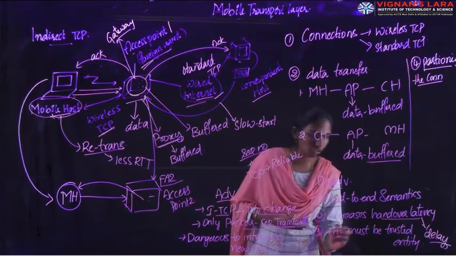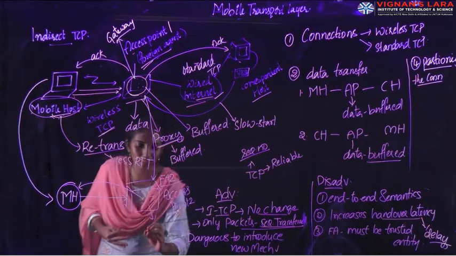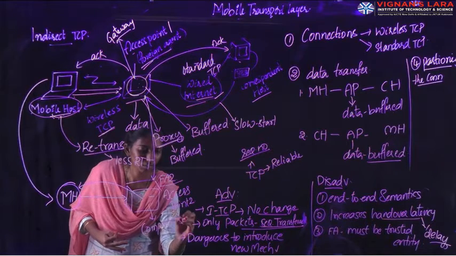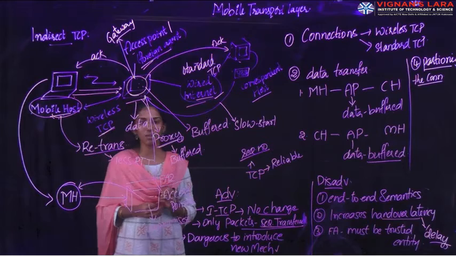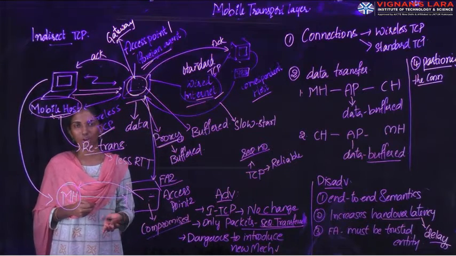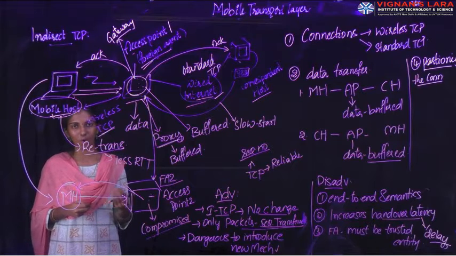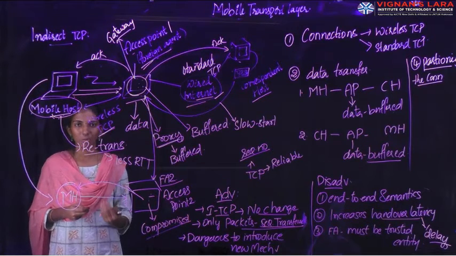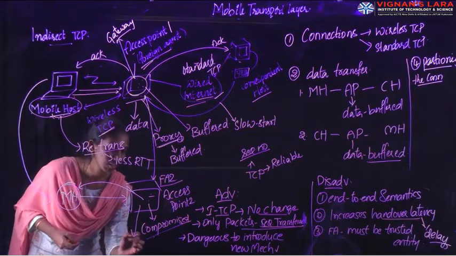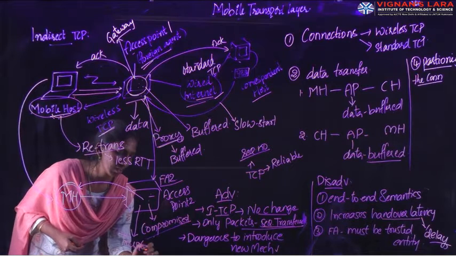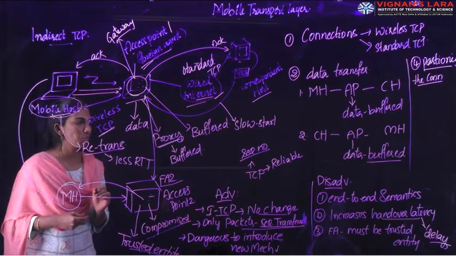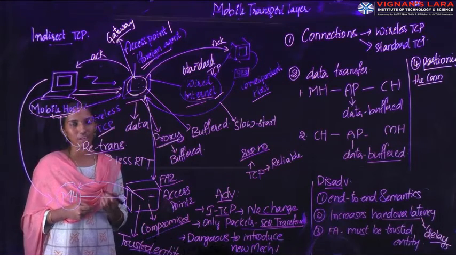And the third disadvantage is if this foreign agent is a compromised node. If the foreign agent gets compromised, there is no concept of security. All kinds of data breaches can occur. That means all the data can be easily crashed. So the main thing is we need to choose this foreign agent as a trusted entity. So these are the advantages and disadvantages of indirect TCP.